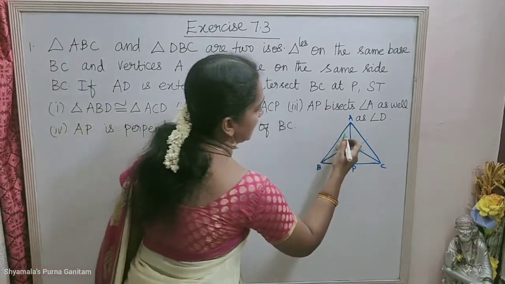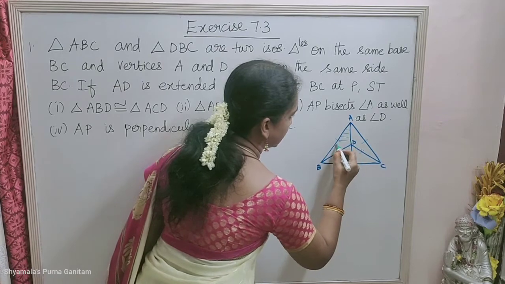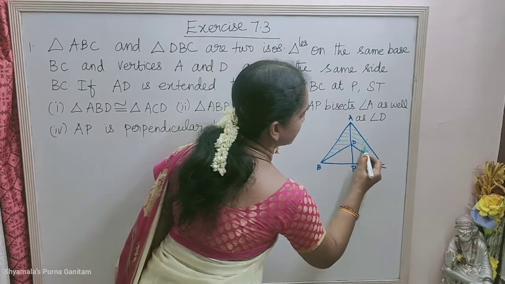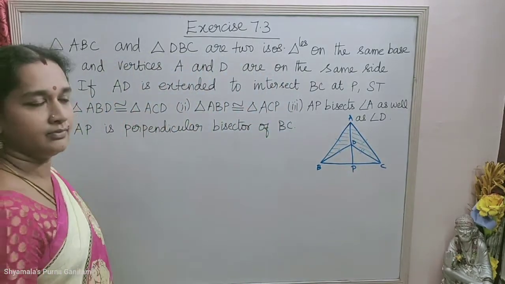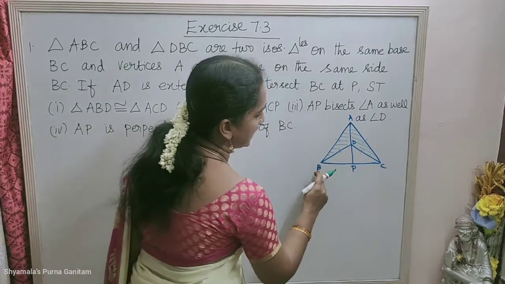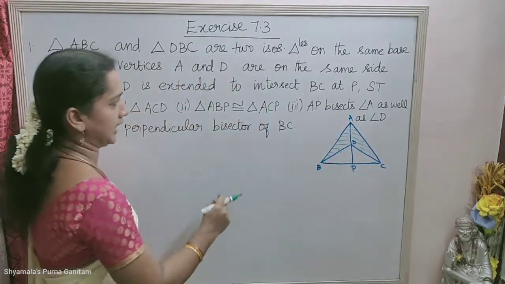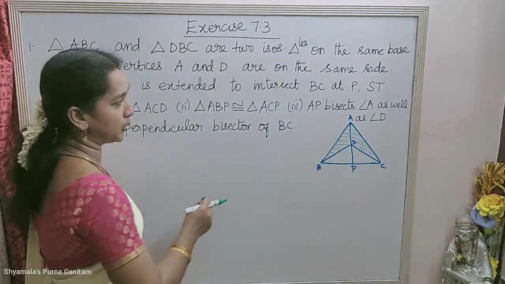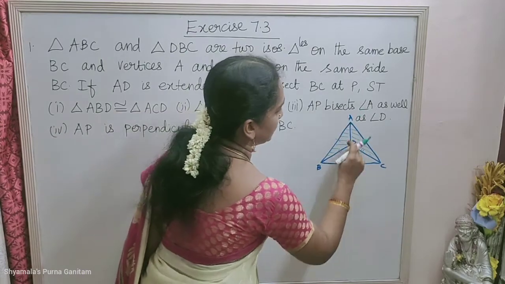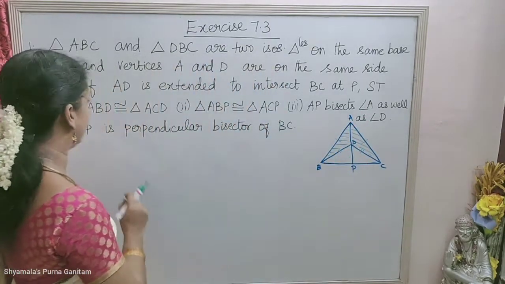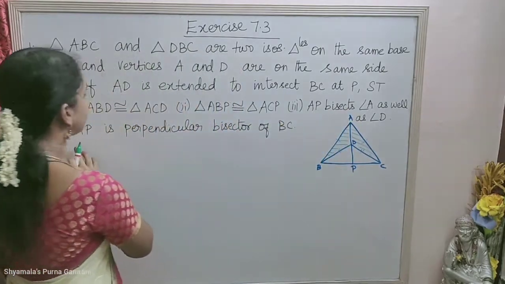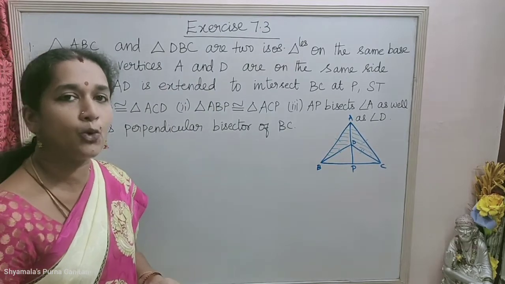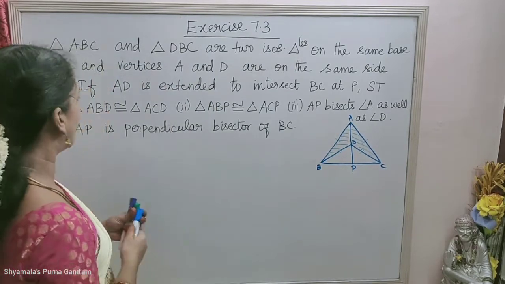One is that triangle ABD is congruent to triangle ACD. Second, triangle ABP and triangle ACP are congruent. Third, AP bisects angle A as well as angle D, and AP is the perpendicular bisector of BC. So these are the four questions we have to answer. Okay, so first.